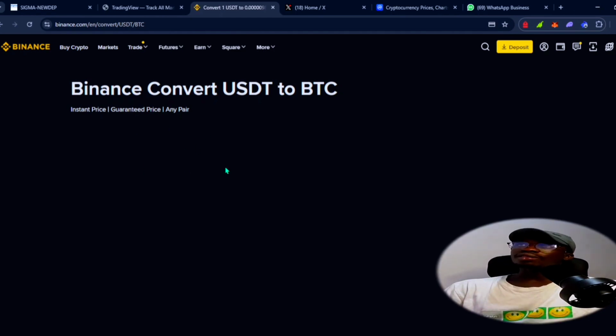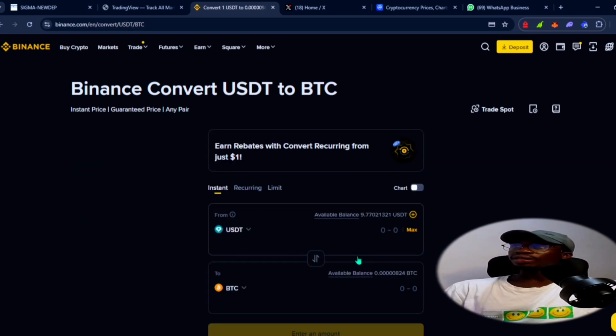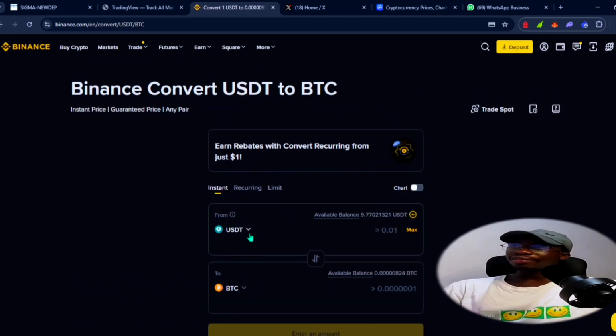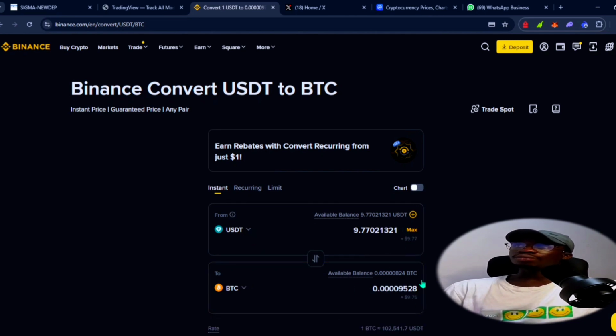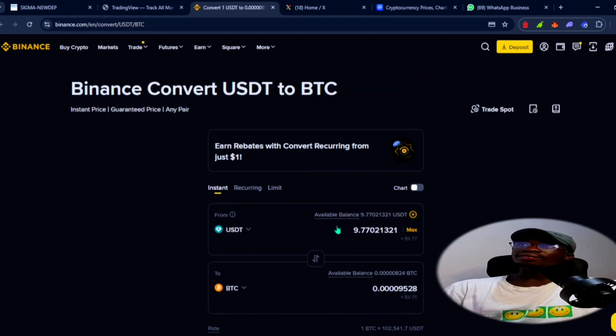Now when you go to convert, you have this interface right here, right? And as you can see, I can get to choose whatever asset I want to convert from each other. This is just like you swapping, basic swap. So right now, assuming I want to swap some USDT for BTC, I'm just going to do that. In this case, I'll click on max, and it's going to show me the estimated value of my BTC which I'm going to get in return.